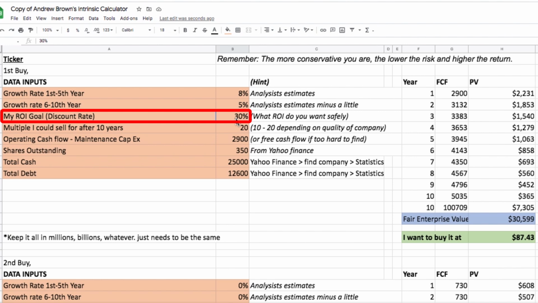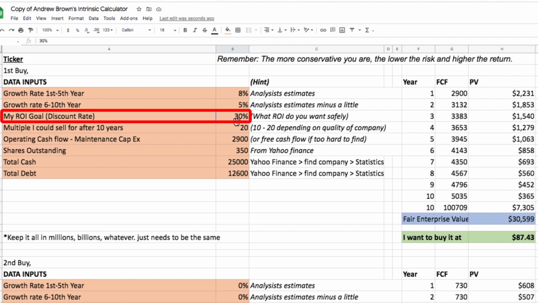If I can get anywhere near a buy price with a 30% return on investment goal, well, I think if that doesn't quite work out and my assumptions are a little bit wrong and something goes wrong with the company, I still probably am going to get somewhere around that 20% range because I've built in this margin of safety.